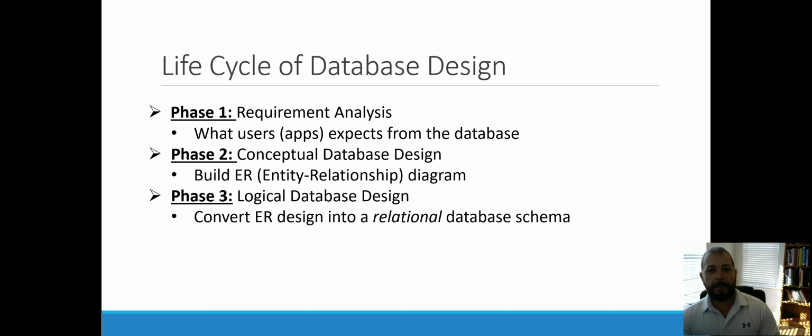In phase two, you're going to develop a conceptual database design, and we're going to talk a lot about ER diagrams in the next few slides. This is basically where the database designer sits down on paper and decides what the database should look like. Using these entity relationship model diagrams, or ER diagrams, you're going to build a representation of what the actual database is going to look like. And then in phase three, we actually create the logical database design and convert that ER diagram into a relational database schema.